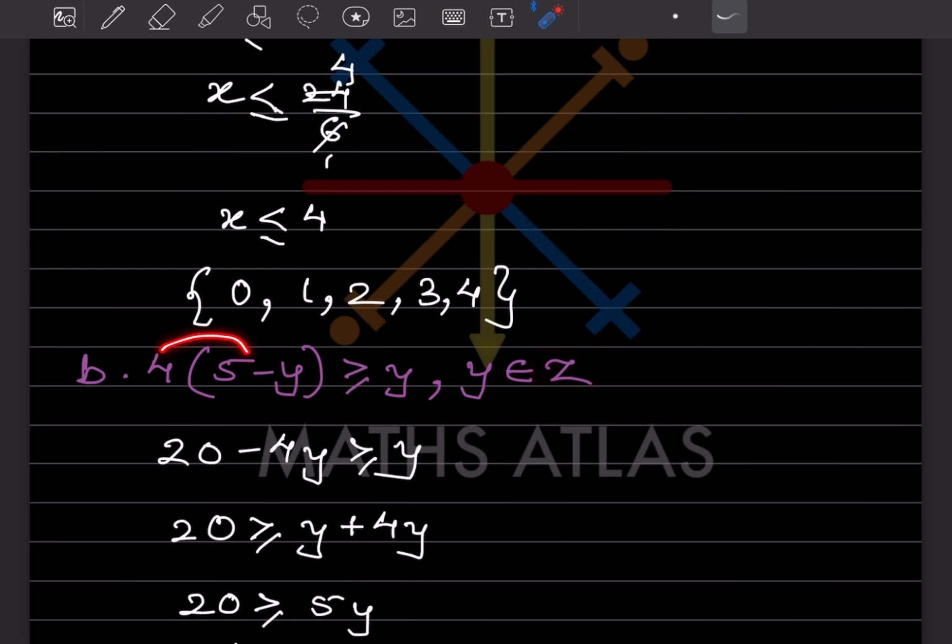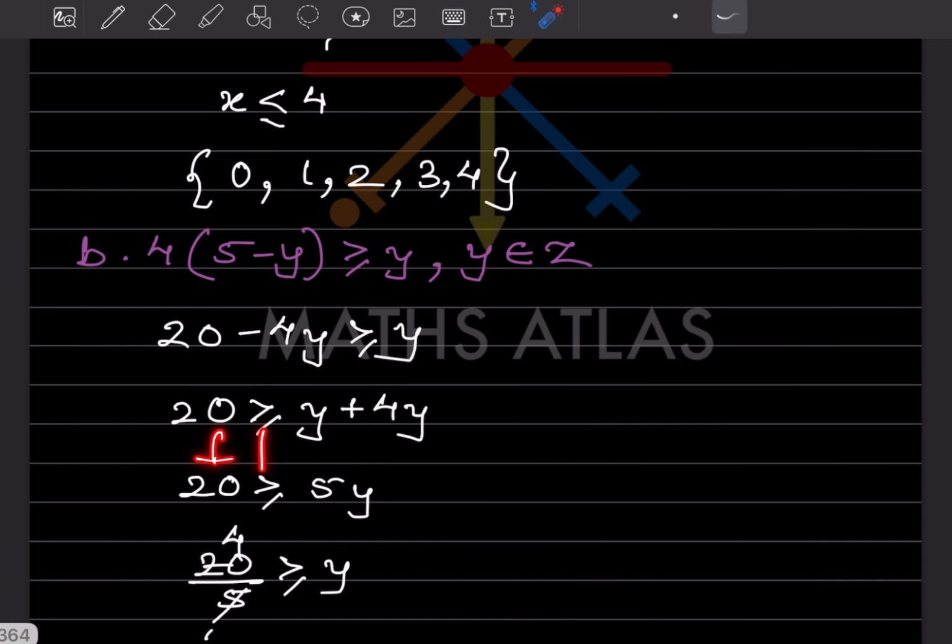So now we expand this one, so that will be 20 minus 4y is greater than or equal to y. We'll take y to the other side, so minus 4y is going to be plus 4y, and this will be 1 plus 4, so that will be 5y. This is multiplication, so 20 divided by 5 will be 4. So 4 is greater than or equal to y.